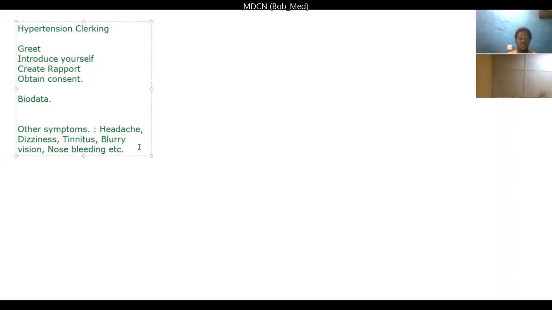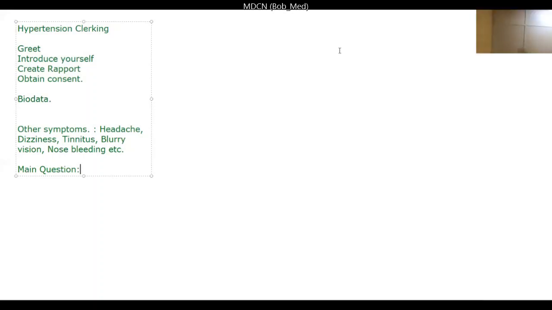So after you're done with this, before you start your presenting complaint, it's important to also ask some main questions. What are those main questions you want to ask from these patients? This is peculiar to hypertension. Those main questions are: where, when, and how did you check your blood pressure? How many times did you check your blood pressure? You understand? These questions are very important.